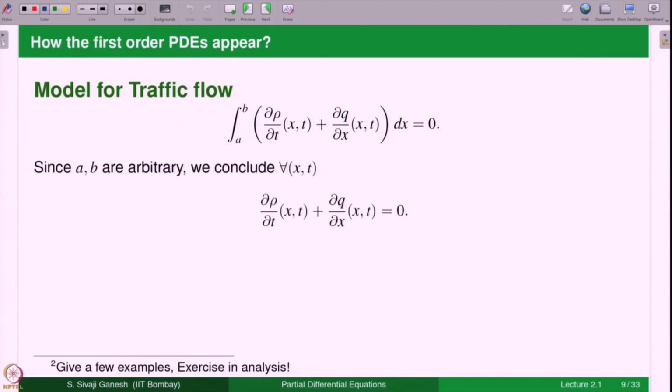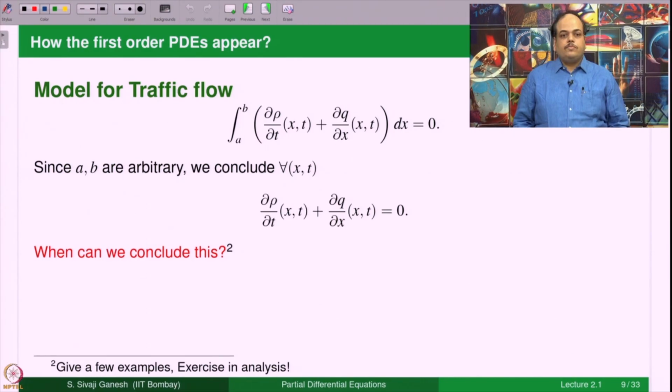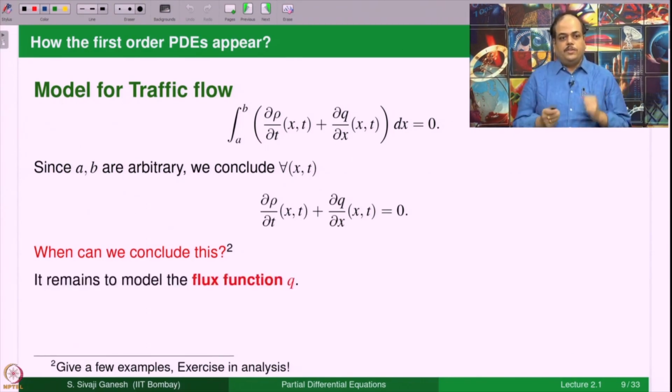This is an exercise in analysis. We would have encountered many such situations. For example, if you take a continuous function and integrate on any interval a b and if the result is 0, then the continuous function has to be 0. And there are generalizations of this, for example a locally integrable function. If you integrate on any set and the integral is 0, then the function must be 0. So, these are two typical instances where we can conclude this.